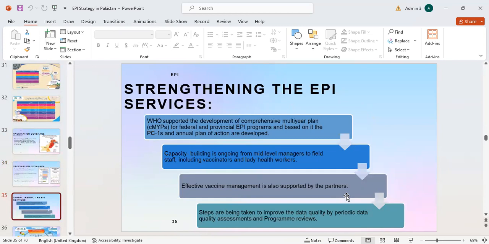Strengthening the EPI service. WHO supported the development of a comprehensive multi-year plan for federal and provincial EPI programs. Based on it, the PC1 and annual plan of action are developed. Capacity building is ongoing from mid-level managers to field staff, including vaccinators and lady health workers. Effective vaccine management is also supported by the partners. Steps are being taken to improve data quality through periodic data quality assessment and program reviews.